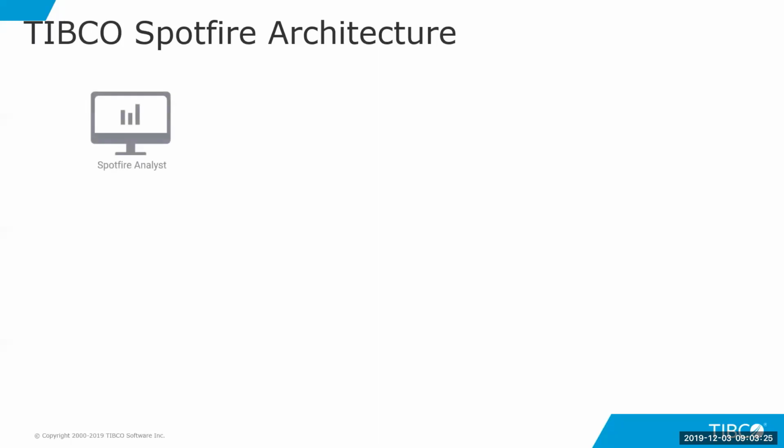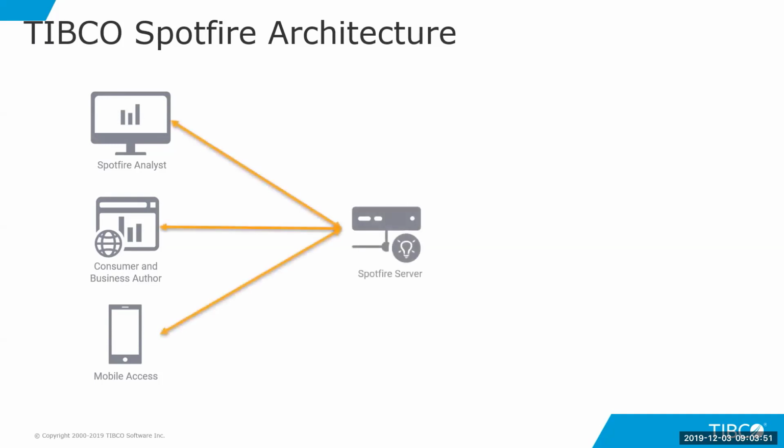So first off, we'll talk about the clients. We have the Spotfire Analyst, which is the thick client. In that case, most of the work is being done within the user's desktop or laptop. They do communicate some with the Spotfire server, but not much. The consumer and business author and the mobile access are both browser-based clients. And in that case, all the work is being done on the back end on the servers. So all these communicate with the Spotfire server for authentication, authorization, and access to what we call the Spotfire library, where all the artifacts are contained.